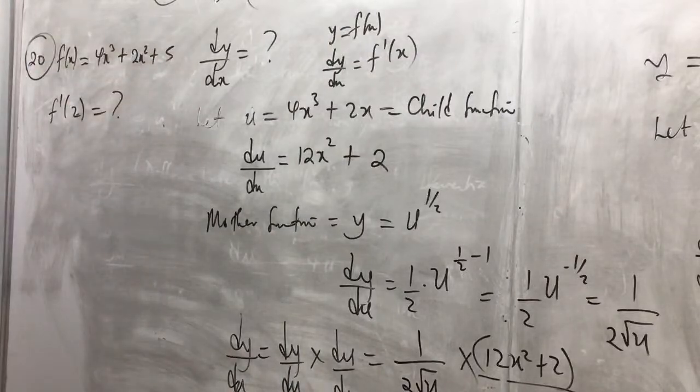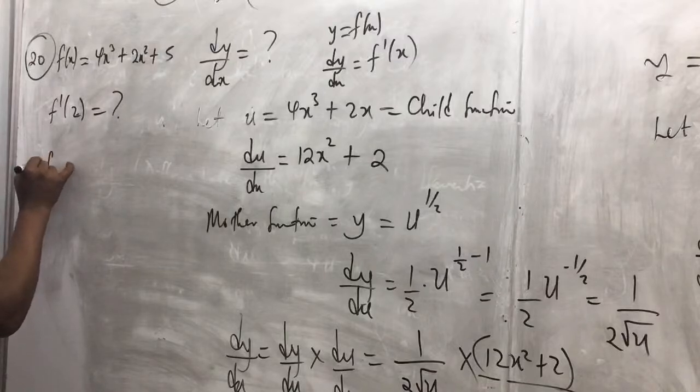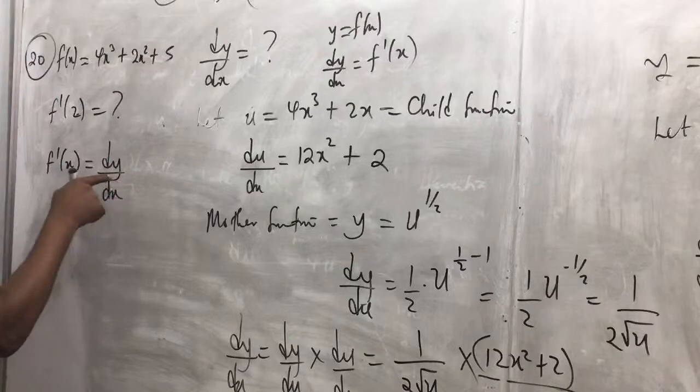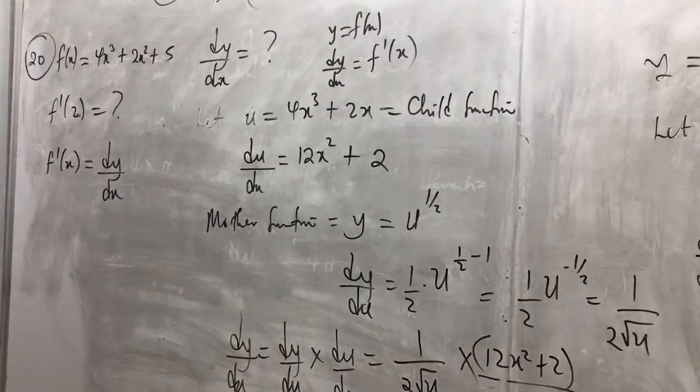Now that we are rounding up our class, all you have to do is to find f prime of x first. Please take note, don't be confused. f prime of x is the same thing you already know. It is dy/dx, the first derivative of that function. So, do what you know already.